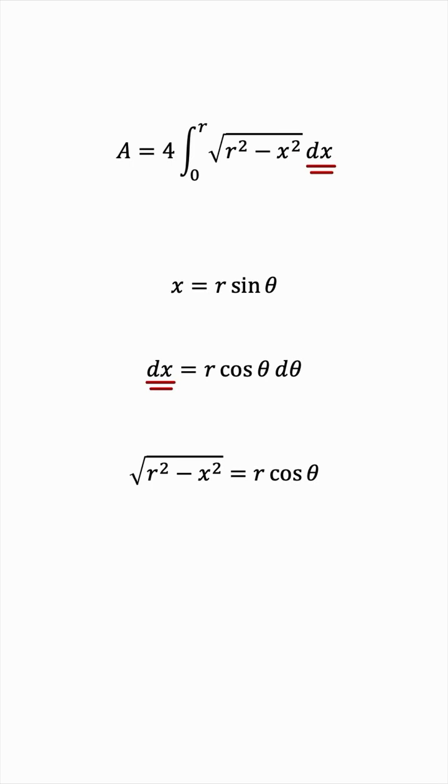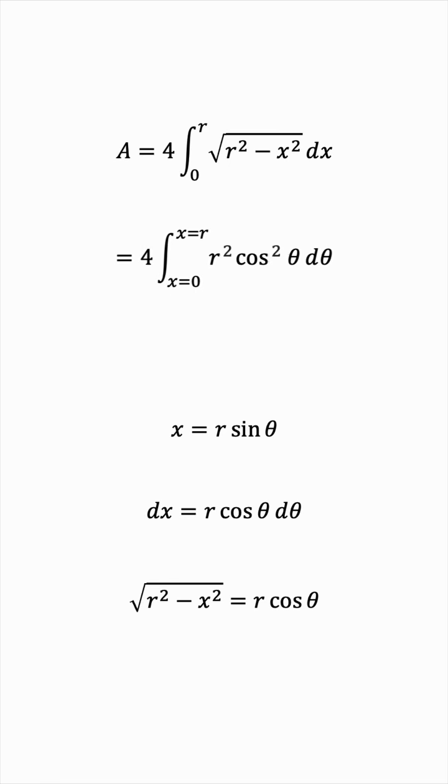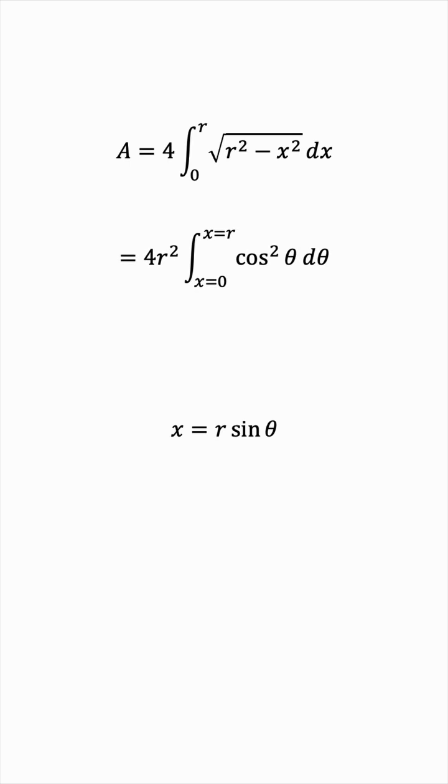Okay, so the integral becomes r cosine theta times r cosine theta d theta, or r squared cosine squared theta. R squared is just a constant, it's not a function of theta, so we can take this outside the integral. But now notice that the bounds of integration are in terms of x, not theta. To convert them to theta, we'll use the substitution we used.